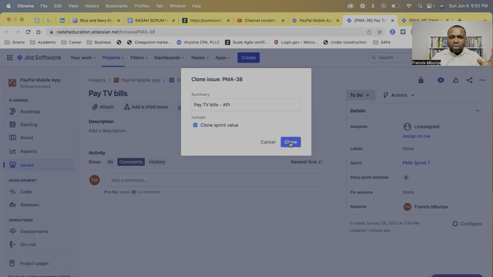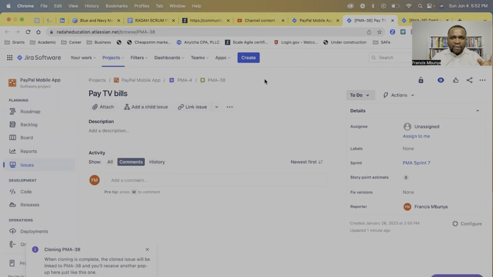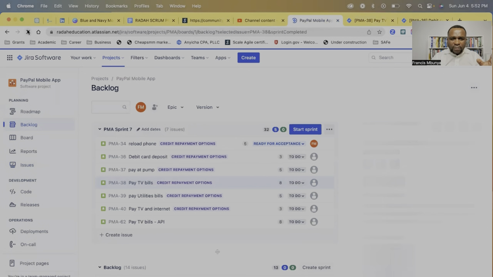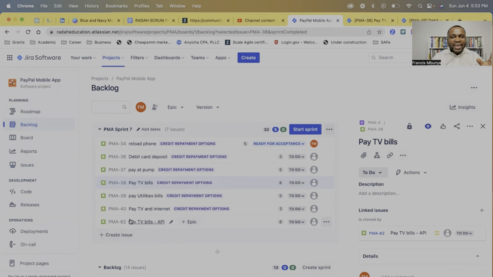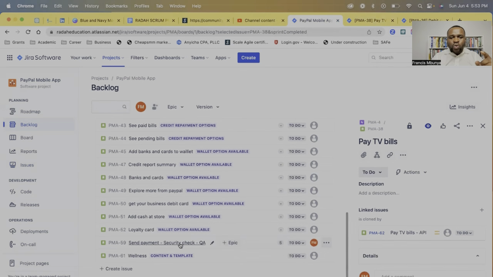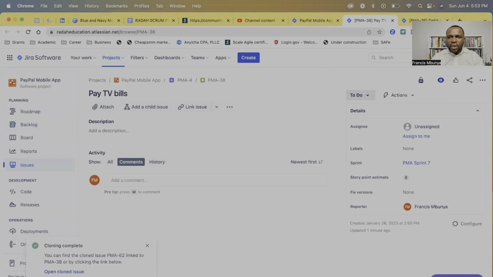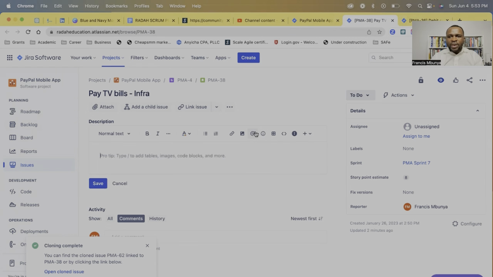Clone sprint value. So if I clone here, let's go back and see where it is. You see this, it remains in the same sprint. But if I did not click that clone sprint value, it's going to go to the bottom of my backlog. So if I go back to this story, I can come in here, and then I will need to rename this one as what? Infrastructure. So I've been able to do this one.